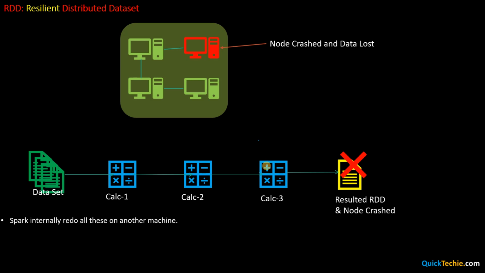So Spark internally redoes all this on another machine because this machine crashed. Spark will select, let's say, this machine, and it would perform this and prepare this RDD again. So that is why it is called resilient. You don't have to worry about how this RDD would be regenerated if a machine crashed or anything. That is Spark's responsibility.